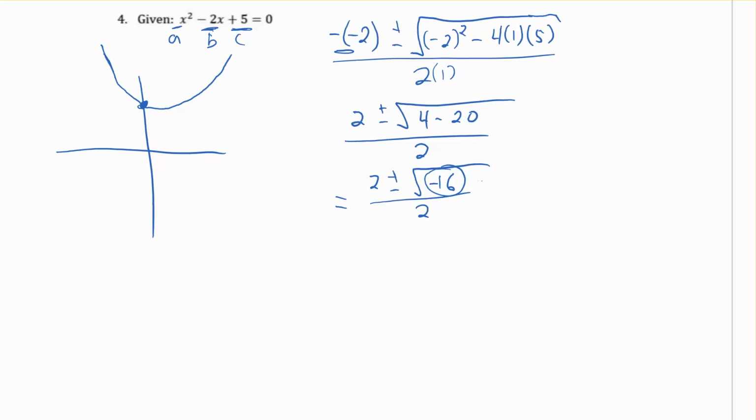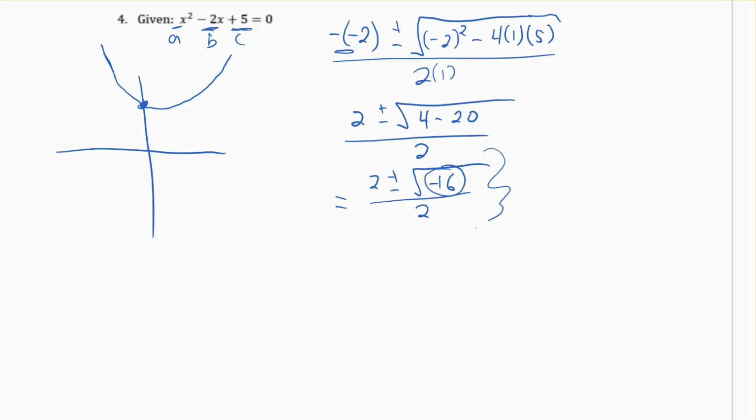So this is really telling us the square root of a negative number, any negative number, is telling us this thing doesn't cross the x-axis. This is saying, what's the solution for this? This is saying doesn't exist. Yeah, so that's kind of the main point of this.